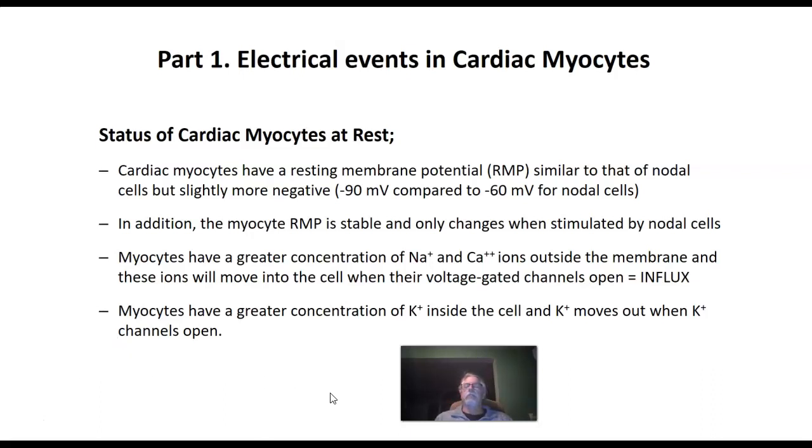And just to refresh everyone's memory about ion gradients, sodium and calcium ions have a higher concentration outside the cell, and when their ion channels open, they flow in. So there's influx of these ions into the cell. Conversely, concentration of potassium ions is higher inside the cell, and when potassium ion channels open, they move out.